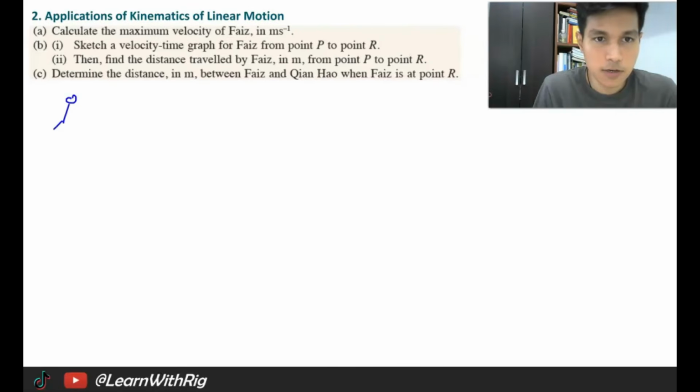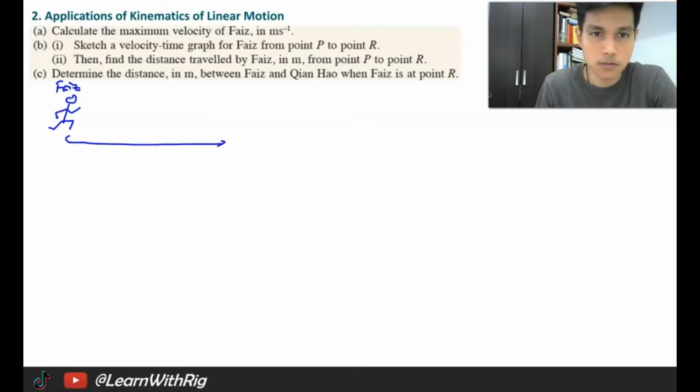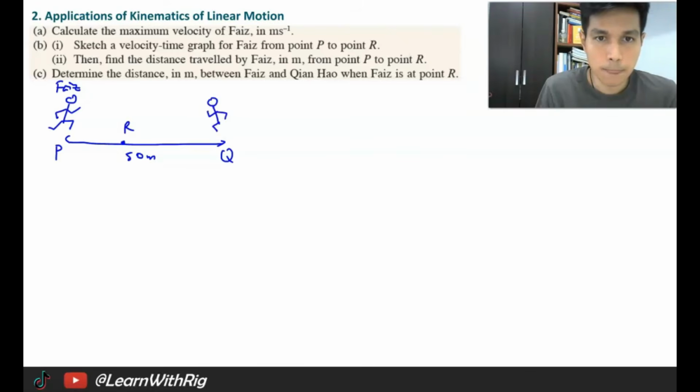First is Far East. Let me show this guy is running. Not bad, huh? So this is Far East. He's running to, sorry. So this is 50 meter. This one is point P, this is point R, this is point Q. So this is Chen Hao here.